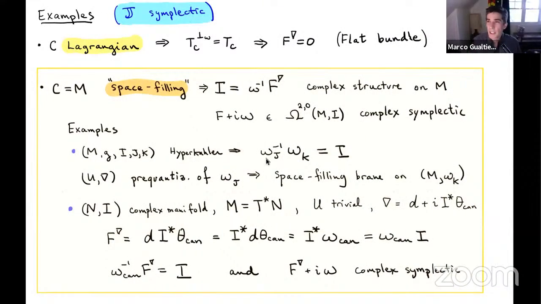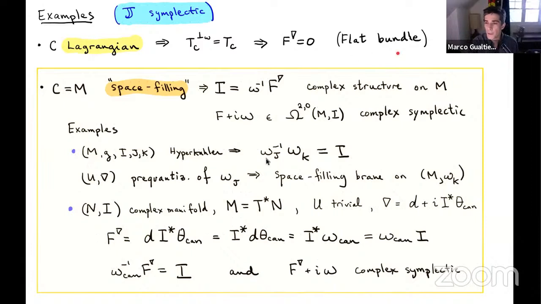Okay, so let me give some examples of these branes. The best example, the one that everyone loves, is the case where C is Lagrangian. If C is Lagrangian, then the characteristic foliation is the whole Lagrangian, which means that the quotient space is just 0 or a point. As a result, this 2-form, which must descend, must be 0 on L. And so you get a flat line bundle on the Lagrangian.